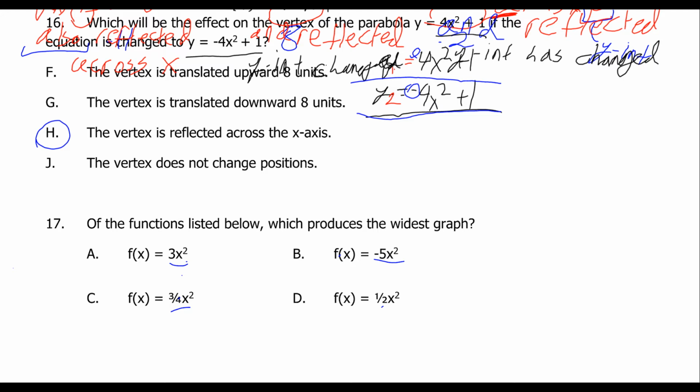But, as we all know, when a gets closer to 0, and that's the absolute value of a, so whenever the number in front of x squared gets smaller, the graph actually gets wider. So D is the correct answer because that is as close as we can get to 0 between those four options. Alright?